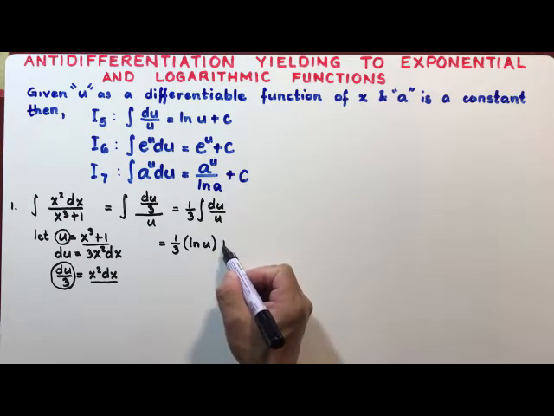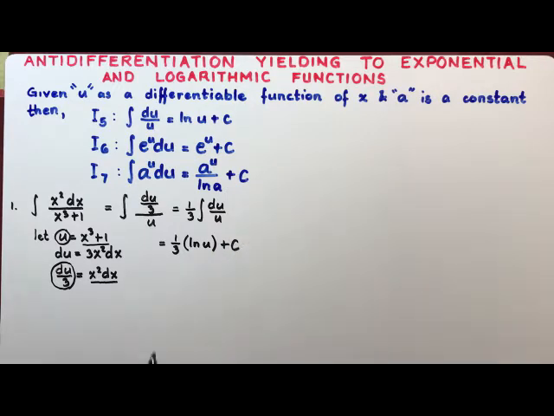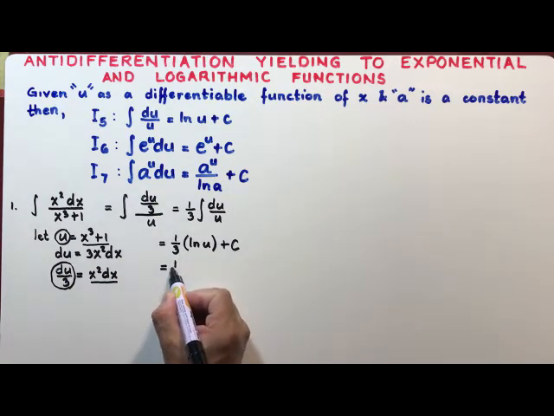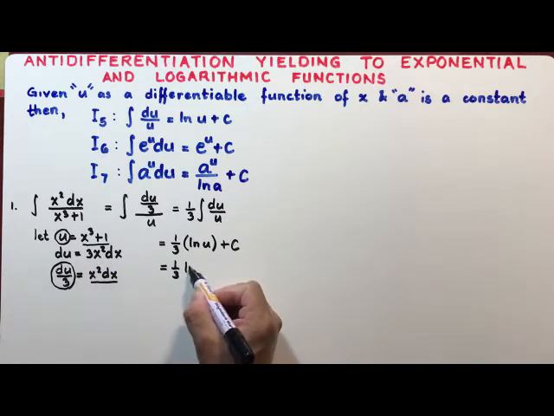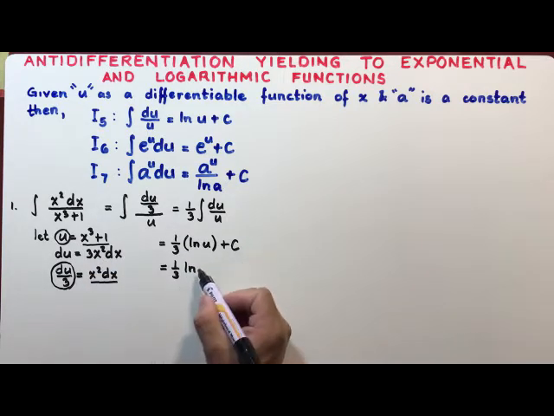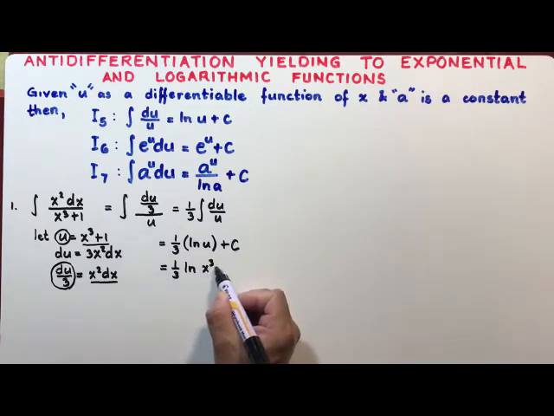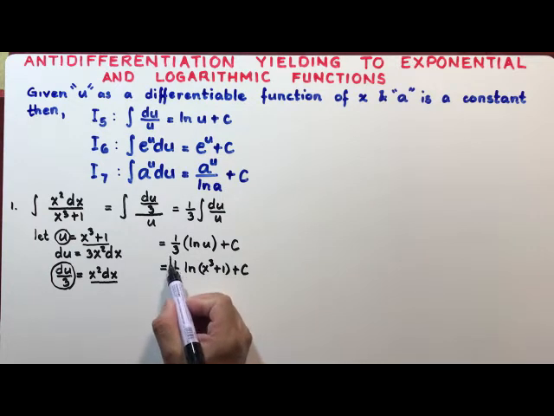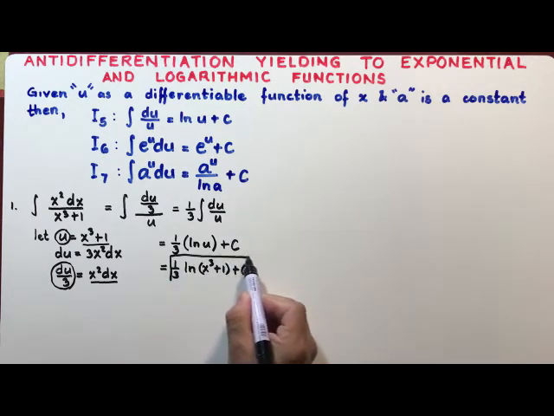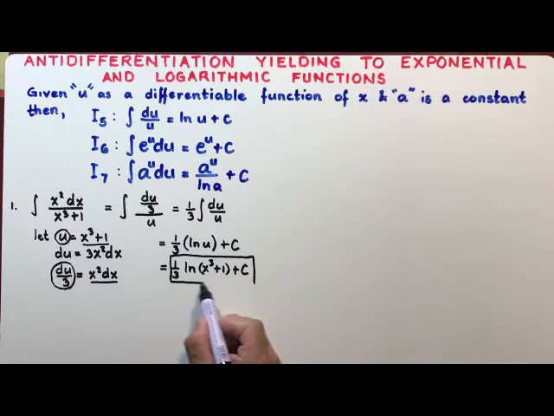Now I need to go back to what is the value of my u. My u is just equal to x cubed plus 1. So my final answer is 1/3 times the natural log of x cubed plus 1 plus the constant of integration c. And this is our answer for our example number 1.